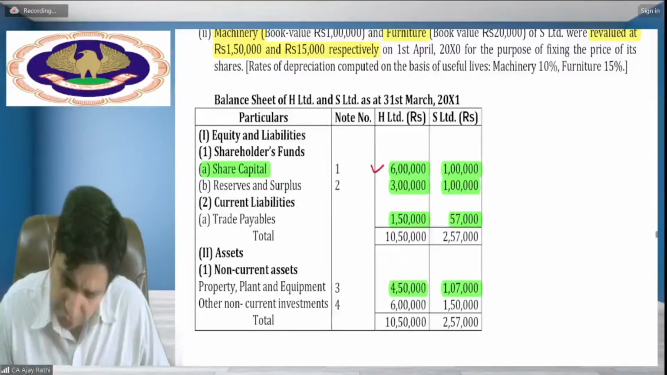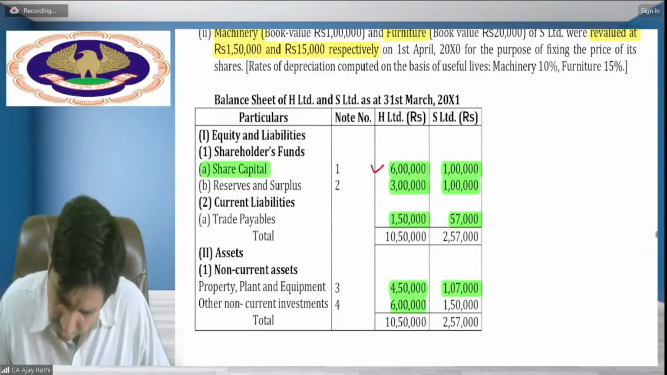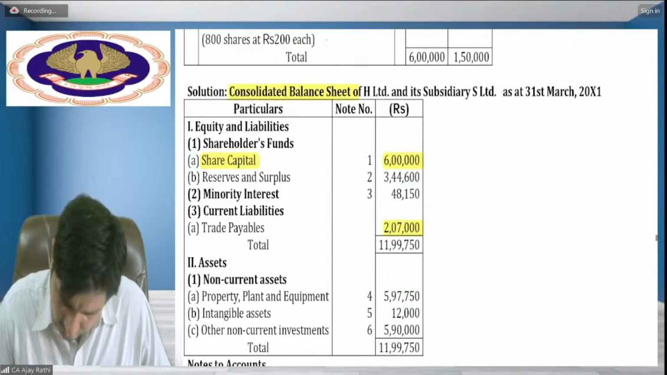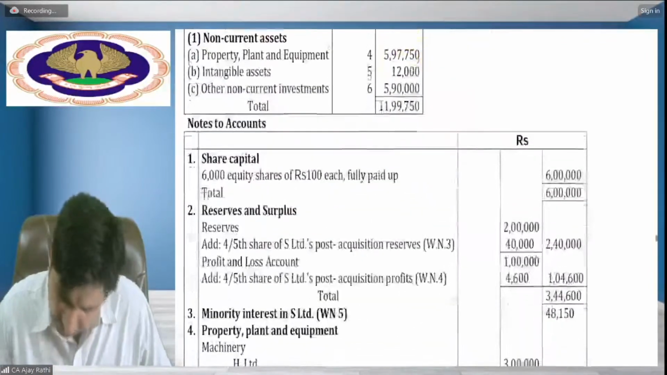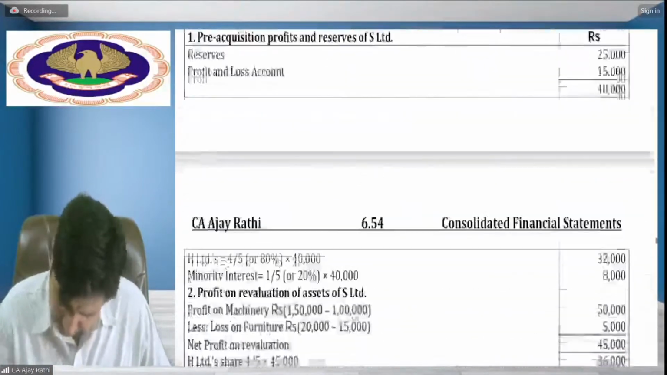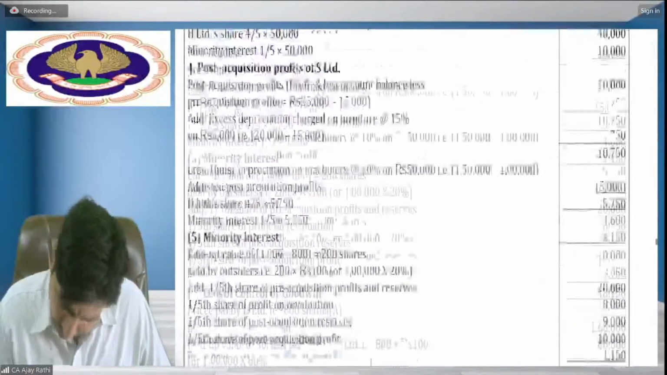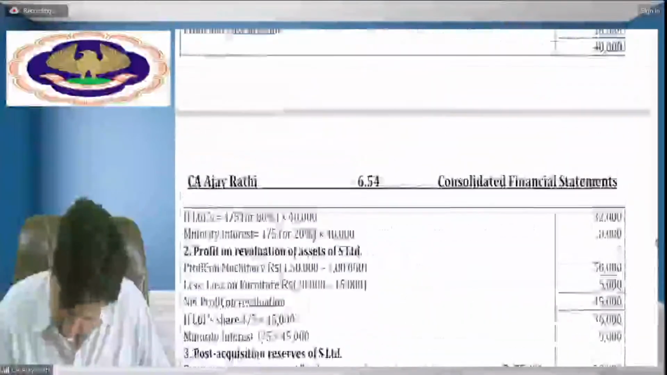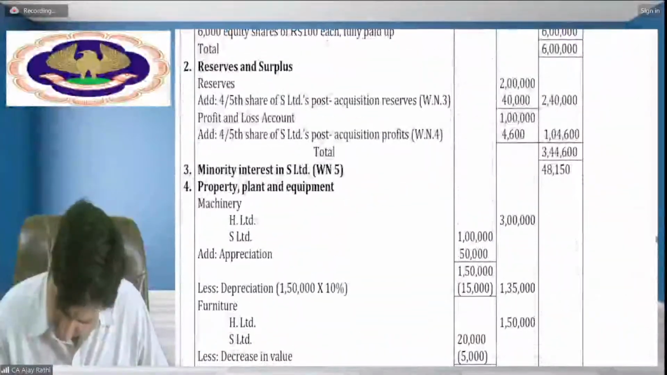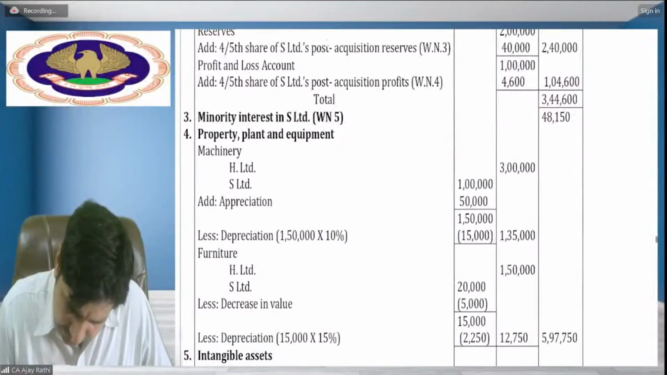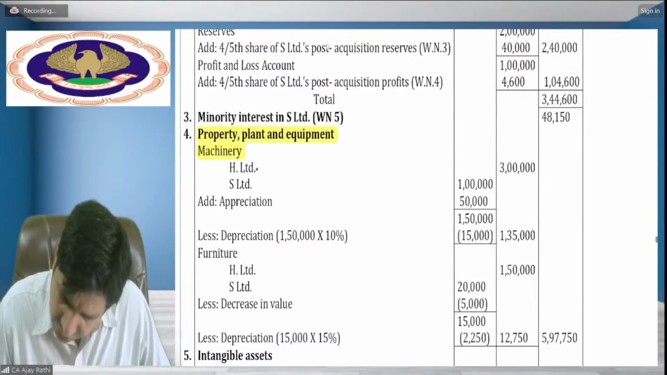Property, plant and equipment. First, I am putting the figure of the holding company, then of the subsidiary company. Please see. The notes to accounts are there for property, plant and equipment. This one. Please see this. Machinery is there of H Limited. How much is that? Holding company.